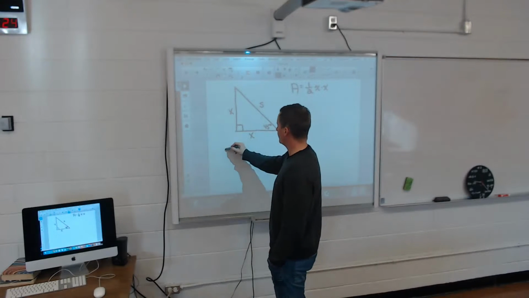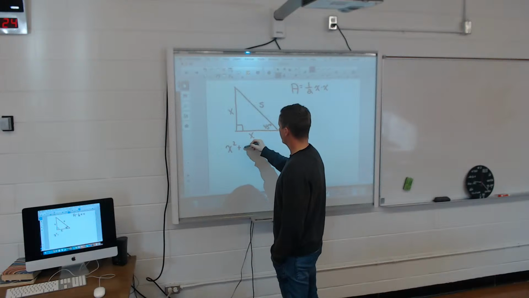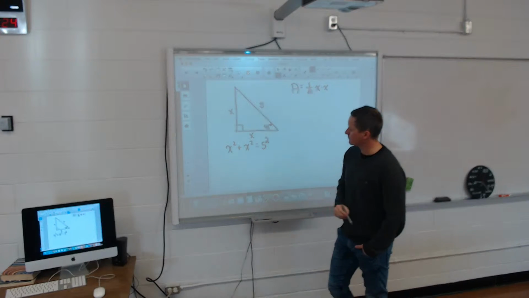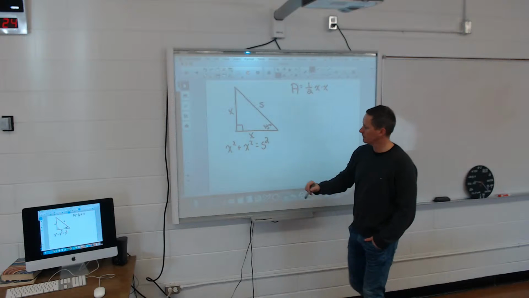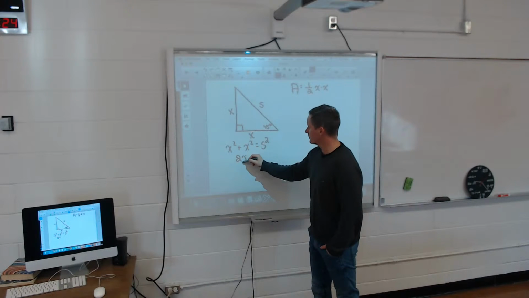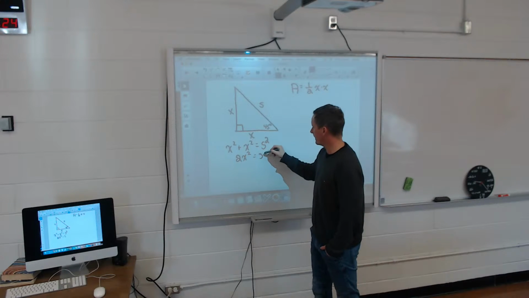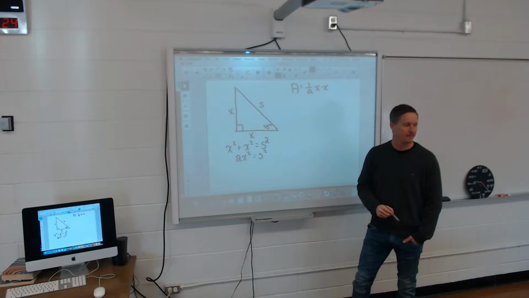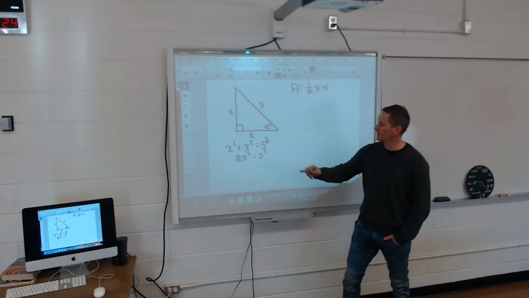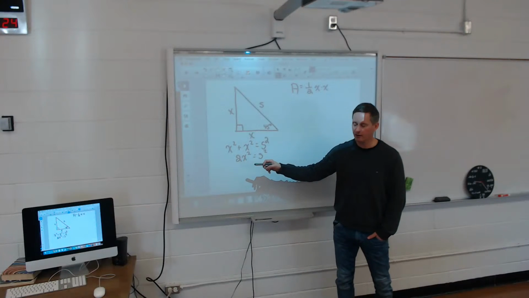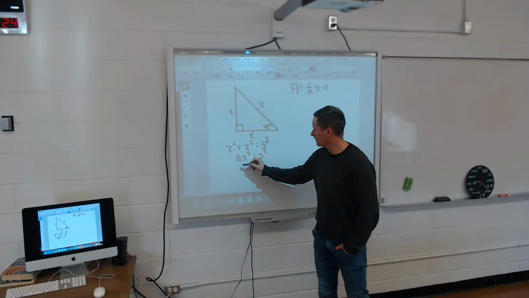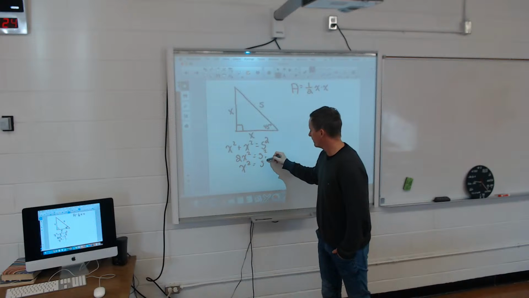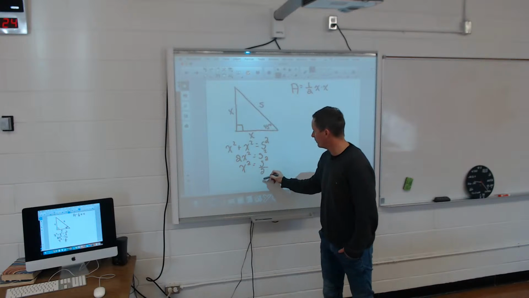So I know using Pythagorean theorem, I've got x squared plus x squared equals s squared. So 2x squared is equal to s squared, right? Follow me so far? So I got x squared plus x squared is 2x squared equals s squared. Then I go x squared is equal to s squared over 2.